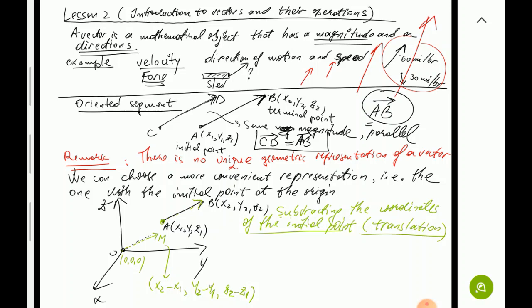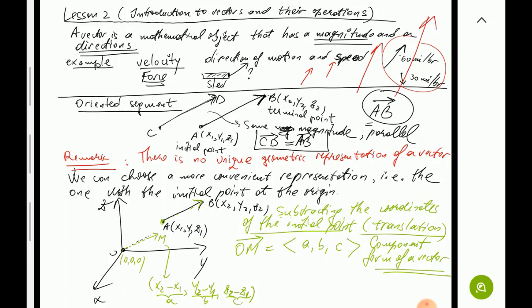Now, the advantage of this representation is that, let's use different variables. Let's say the difference x2 minus x1 is A, y2 minus y1 is B, and z2 minus z1 is C. So the advantage is that the vector can now be represented just by the coordinates of the terminal point. And by the way, this is a special notation. This is the so-called component form of a vector. We're going to go over lots of examples on the next page in a minute.